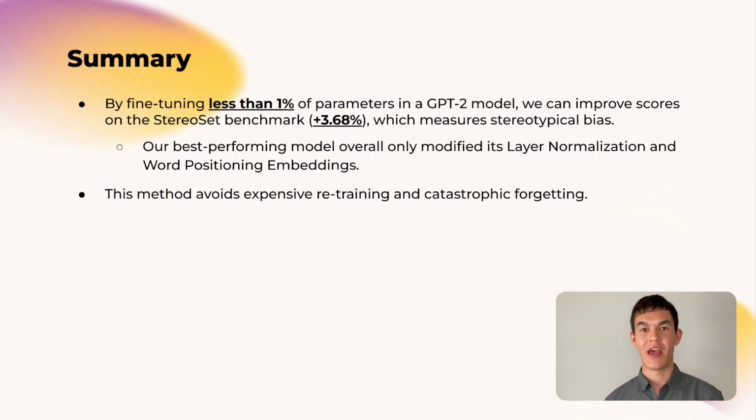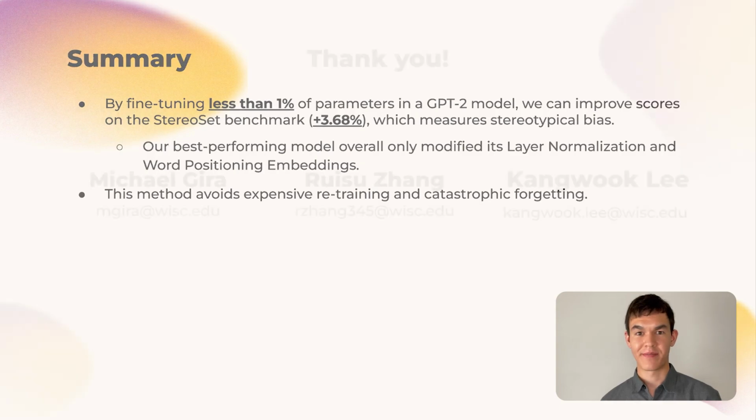In conclusion, by fine-tuning less than 1% of parameters in a GPT-2 language model, we're able to improve StereoSet scores by up to 3.68%. And StereoSet serves as a proxy for stereotypical bias in language models. Our best performing model overall only fine-tuned its layer normalization and word position embeddings. This method avoids expensive retraining and catastrophic forgetting. Thank you.